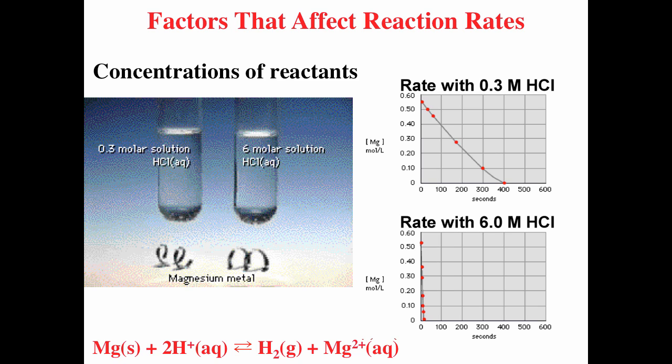Now on the right, you can see the plots. The top plot is the rate with 0.3 molar. The bottom plot is the rate with a 6 molar HCl. And so we see that the rate of the 6 molar HCl is much faster. It takes much less time for it to react.